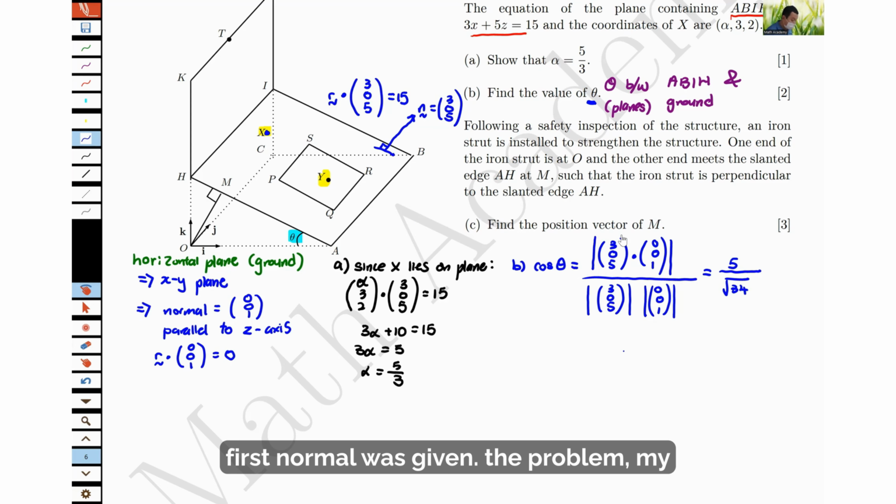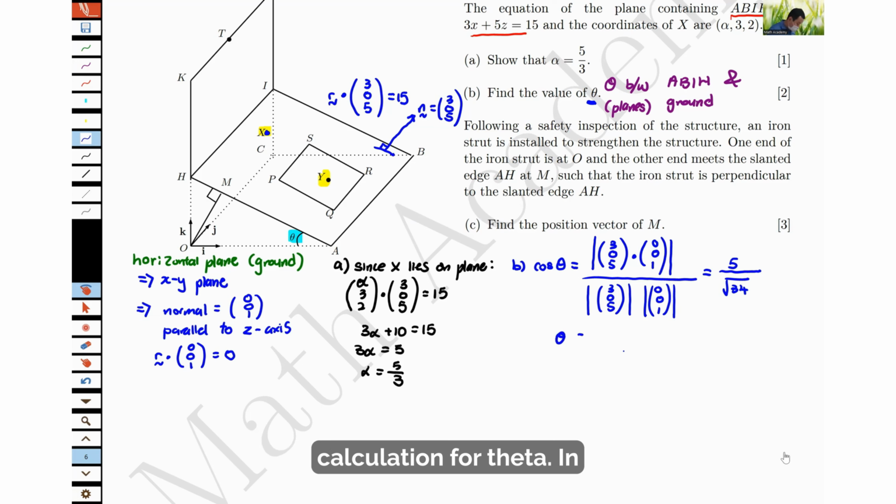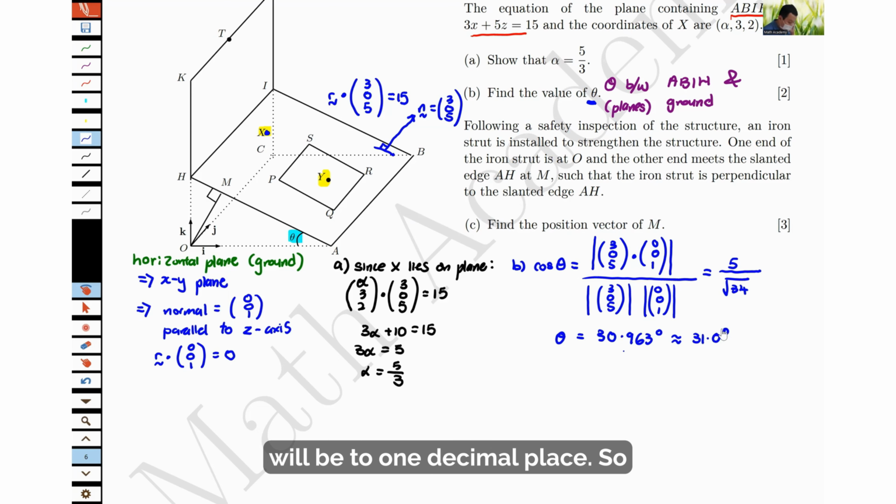My first normal was given in the problem. My second normal is the normal of the xy plane, the ground. So we can do a calculation for theta. In terms of degrees, we will get 30.963, which is approximately 31.0 to 1 decimal place. Angles will be to 1 decimal place.